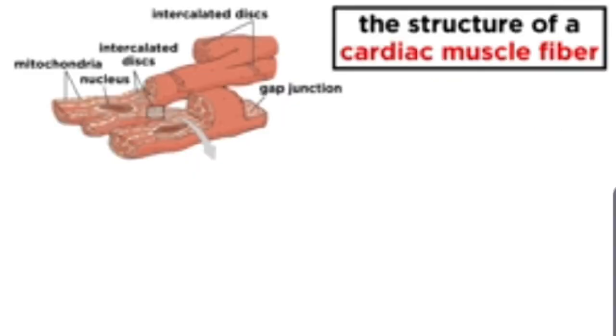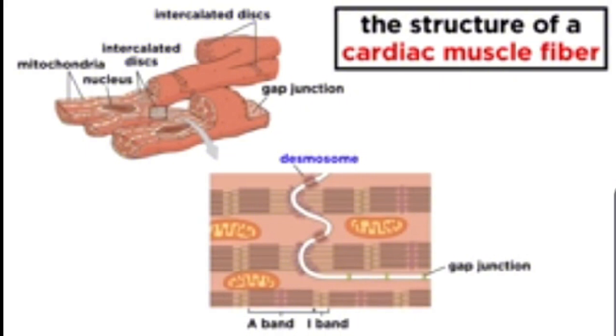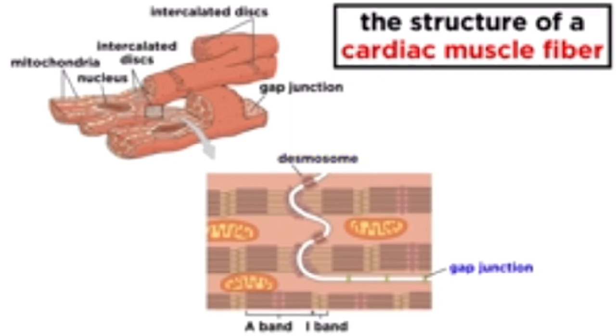But cardiac muscle fibers are not long and multinucleate. Instead, they are short and flat, each with 1 or 2 nuclei, and they are branched and interlock with one another. The junctions between the cells are called intercalated discs, and these contain desmosomes, which hold things together, and gap junctions, which allow for ions to pass through.